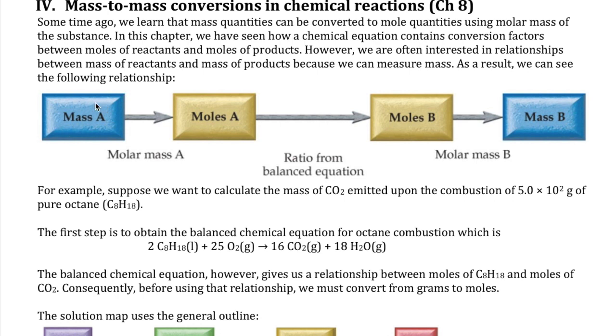First, you're going to have to convert the mass of A to the moles of A. And you're going to need to use the molar mass of A to do that. After that, you're going to need the balanced equation and the coefficients of A and B in the equation to convert the moles of A to the moles of B. Lastly, you can convert the moles of B to the mass of B using the molar mass of B.